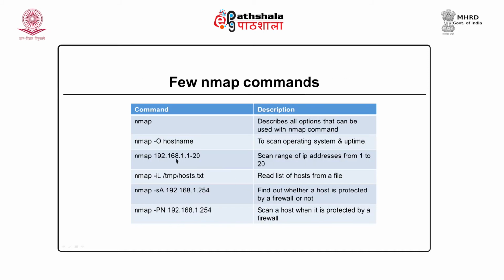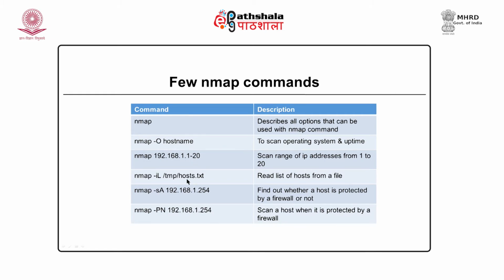So, this is a list of certain commands. If we do not give any option to the Nmap command, it will display a brief help or the list of options that can be used with the Nmap command. If I want to scan the operating system and uptime, uptime means since how long the system is running, I will give the option -O. If I want to scan a range of machines starting from 1 to 20, so the machines will start from 192.168.1.1 and I want to scan all systems up to 192.168.1.20, then I can give the range using this option.